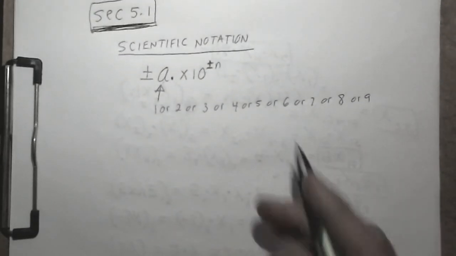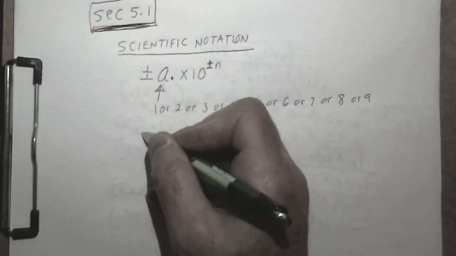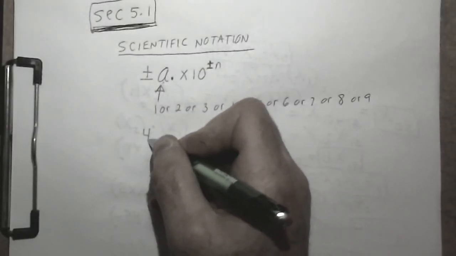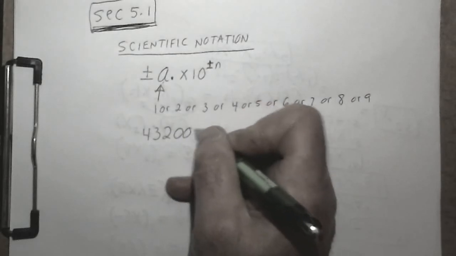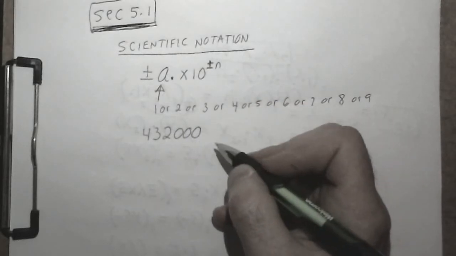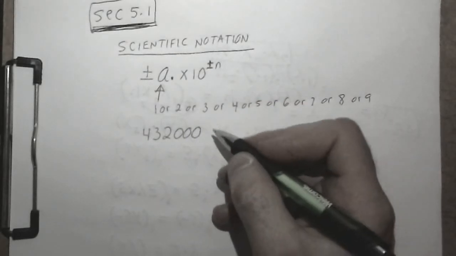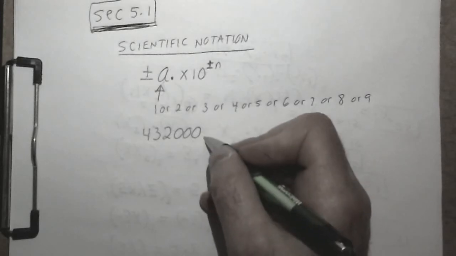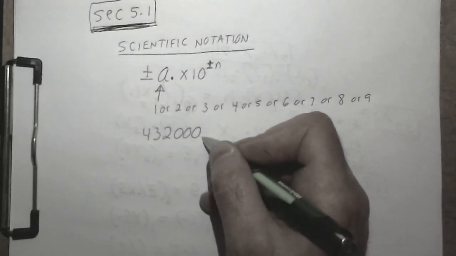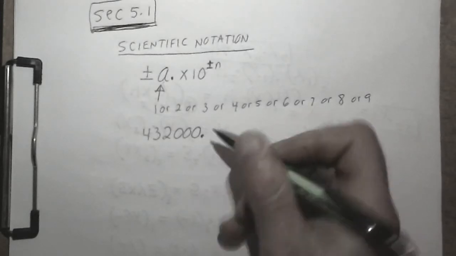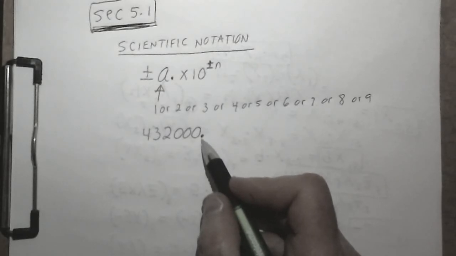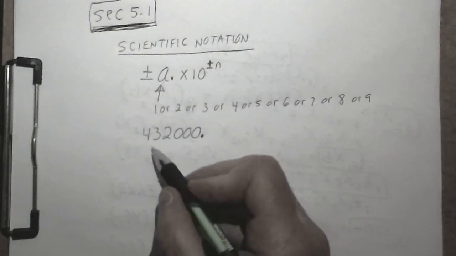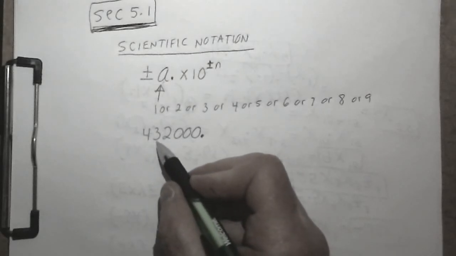All right, so let's look at a number here. This number is 432,000, which is a pretty big number, but there's bigger numbers than this even. The decimal point of 432,000 is understood, since this is a whole number, to be to the right of the ones digit, right here. To put this number in the scientific notation form, we have to move this decimal point to the left so that it's inserted between the 4 and the 3.